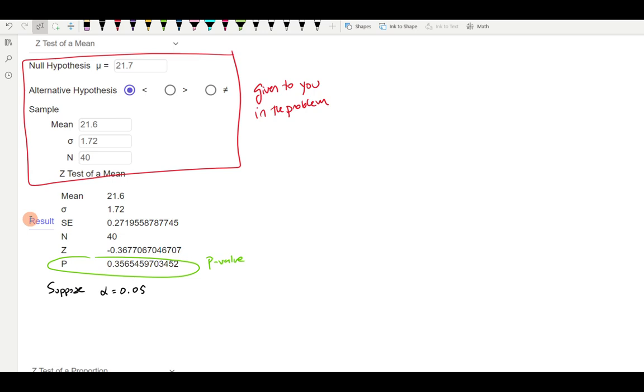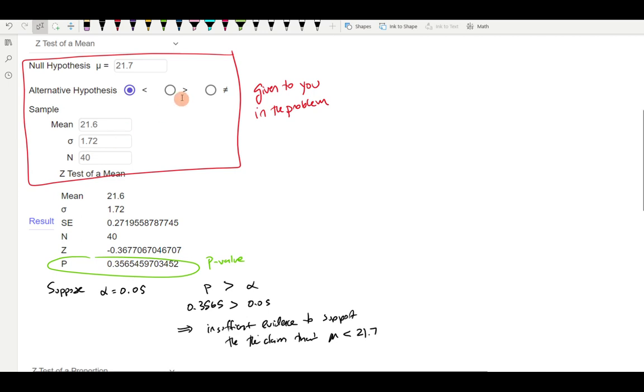Then I would compare the two. Comparing my p-value to alpha, I would note that p is about 0.3565. Alpha is 0.05. 0.3565 is definitely larger than alpha. So because the p-value is larger than alpha, we would say that we have insufficient evidence to support the claim that mu, the population mean, is less than 21.7, which I got from this statement up here.